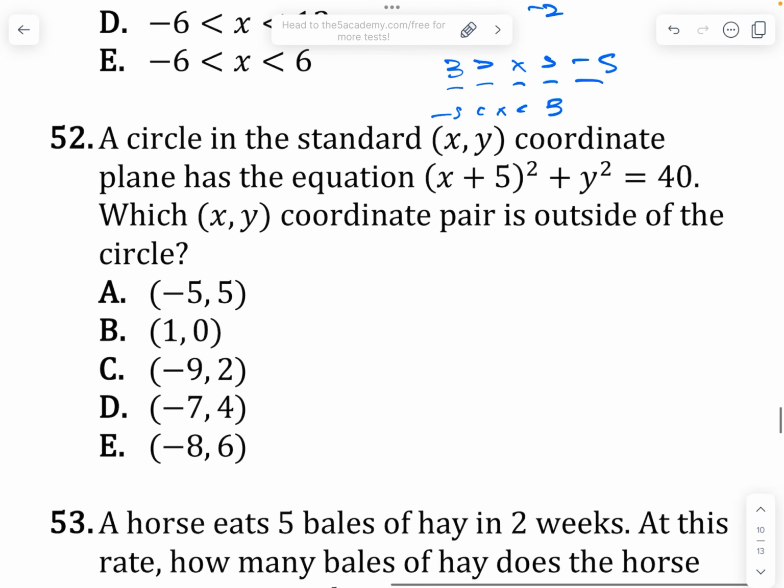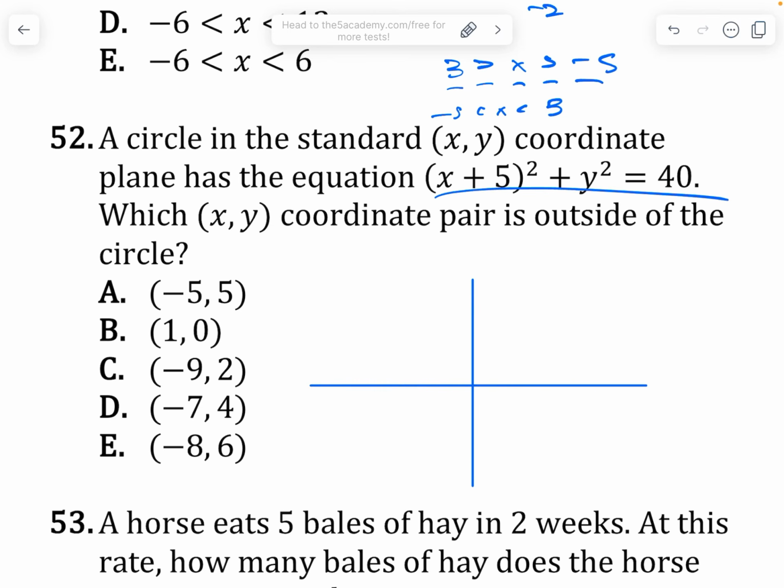A circle in the standard coordinate plane has the equation this. Which xy coordinate pair is outside of the circle? All right, let's graph this. Make it visual, make it easy to understand. So this equation, if you remember, I showed you the parent form of a circle equation above. It was x minus h squared plus y minus k squared is equal to r squared, where h comma k is your center and r is your radius. Okay? So here, your radius squared is equal to 40.